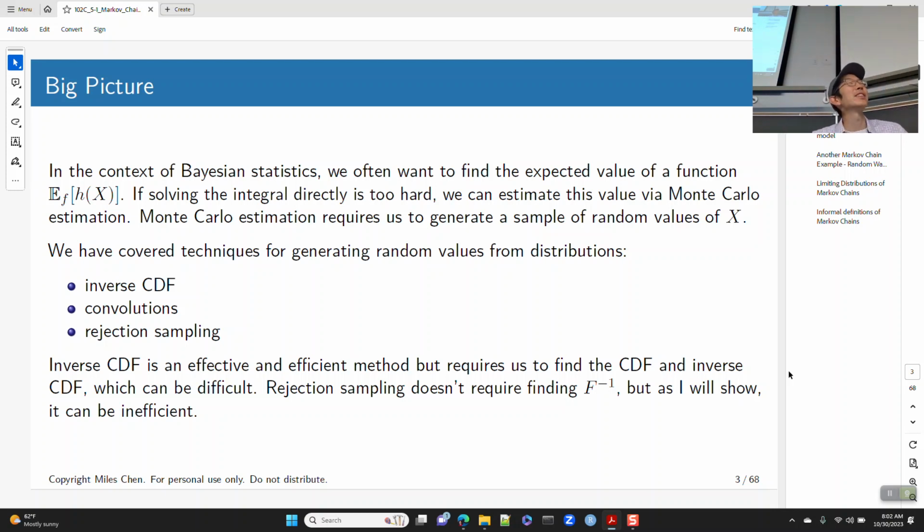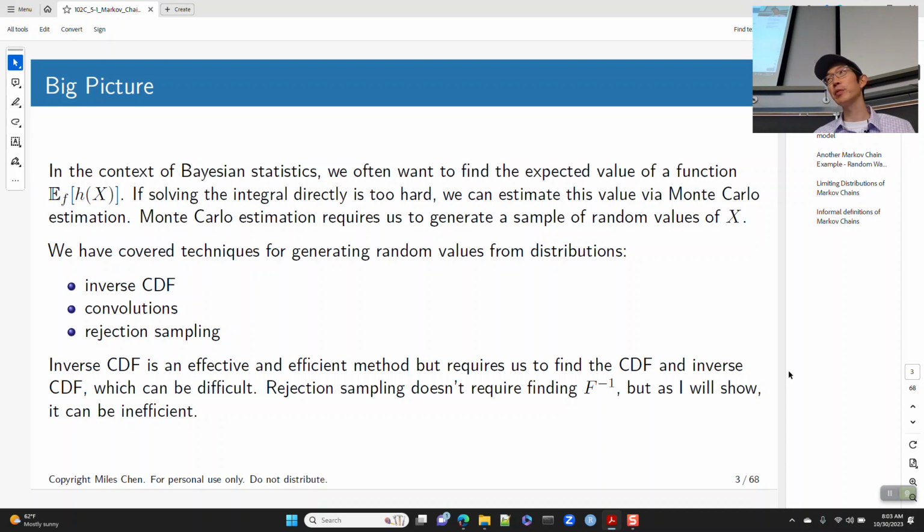Okay, so just taking a big picture look. I think a lot of the reason why we even do Monte Carlo stuff in the beginning is because we want to be able to do Bayesian stats. And in Bayesian stats, we often want to find the expected value of a function or estimate some kind of integral. When you want to find the expected value of a function, you have some kind of random variable. And we said it's too hard to solve this integral analytically, so we can get a good estimate doing some kind of Monte Carlo method.